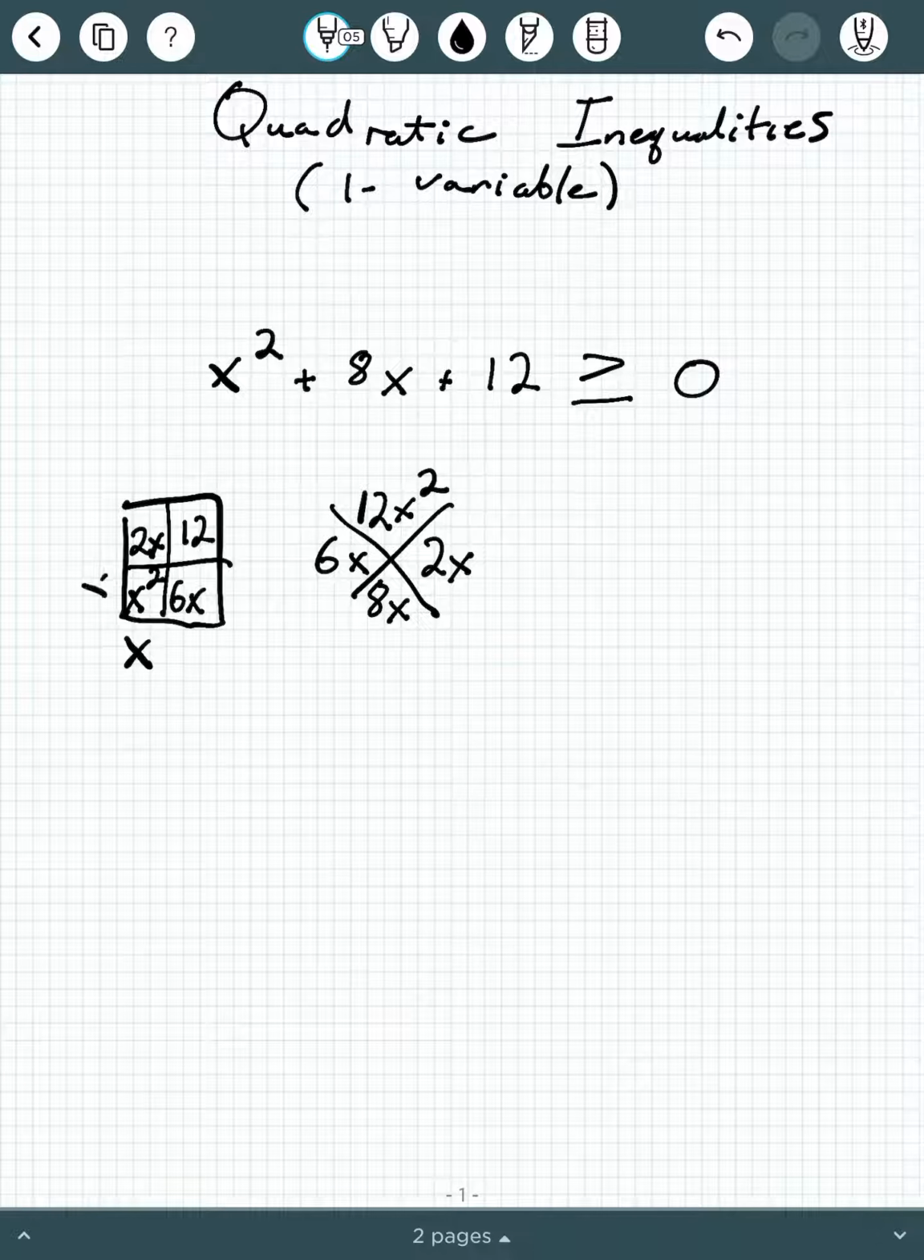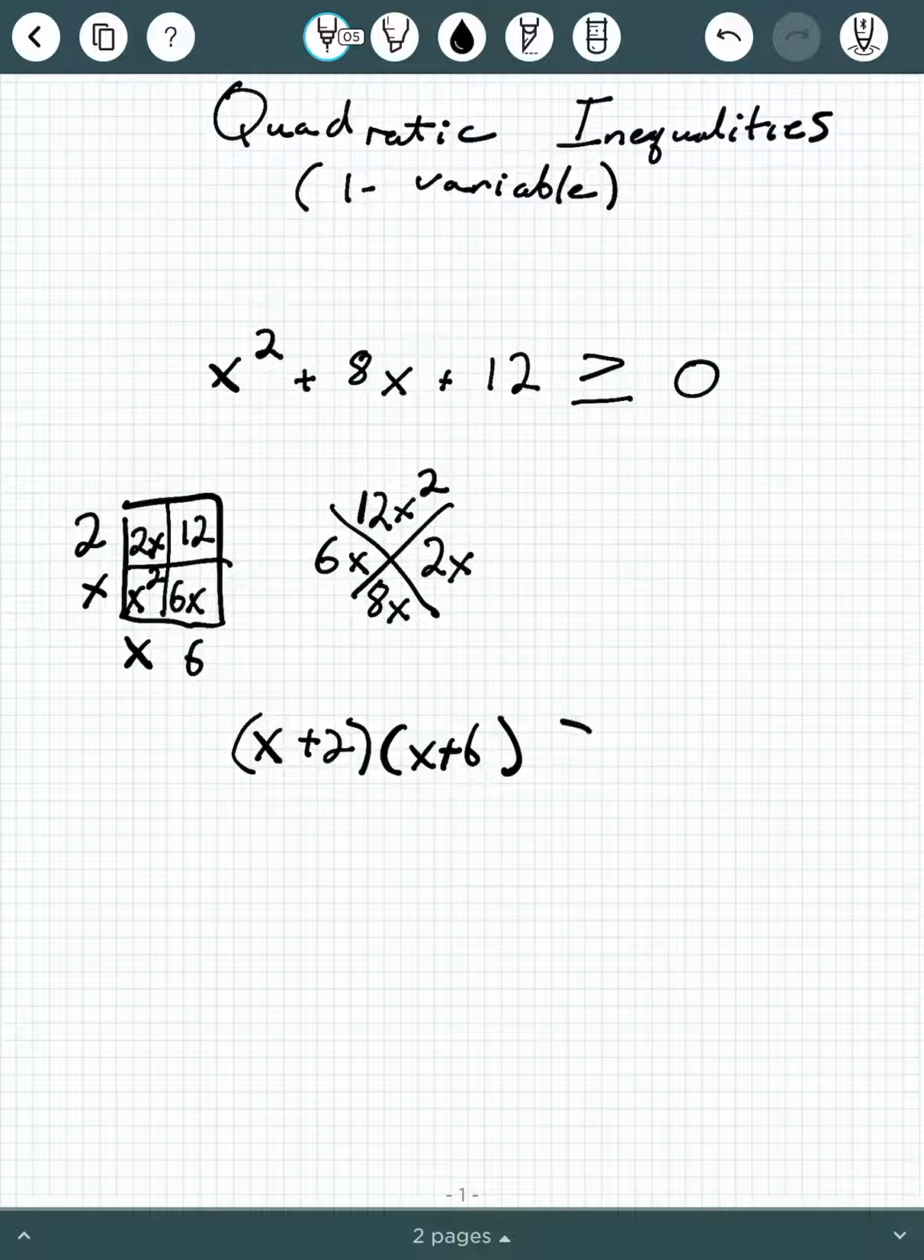And now I can pull out those factors. So x is coming out there. 12 and 6 have a 6 in common. 2 and 12 have a 2 in common. So now I know my factors are x plus 2 multiplied by x plus 6. And those are still greater than or equal to 0.